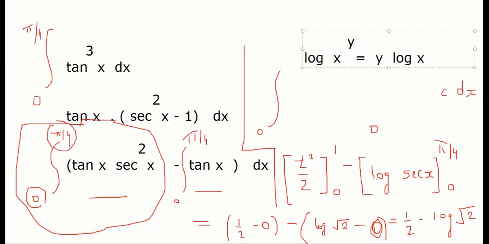Now our question is log of root 2. Root 2 means power of 2 is how much? 1/2. Correct. So our question becomes 1/2 log 2. Yes sir. That is how it happens. This is the log.